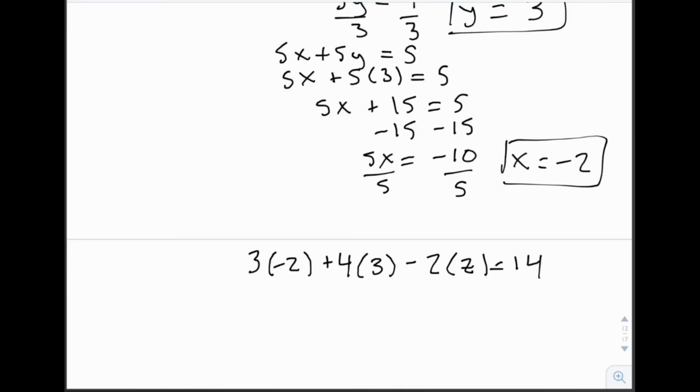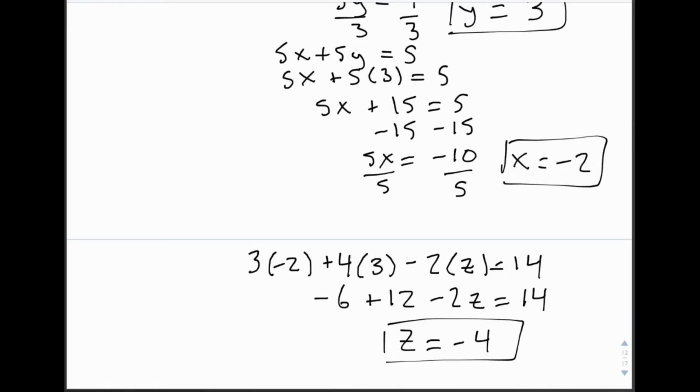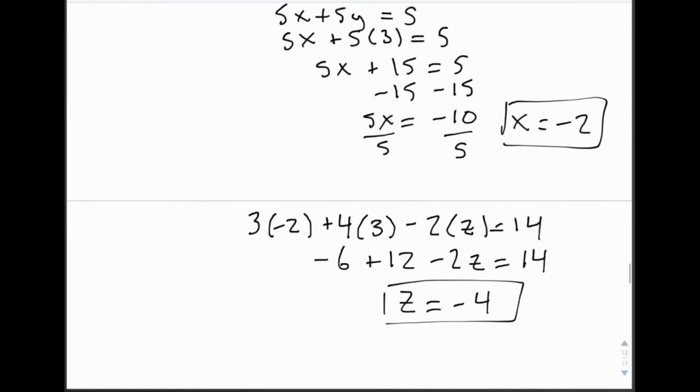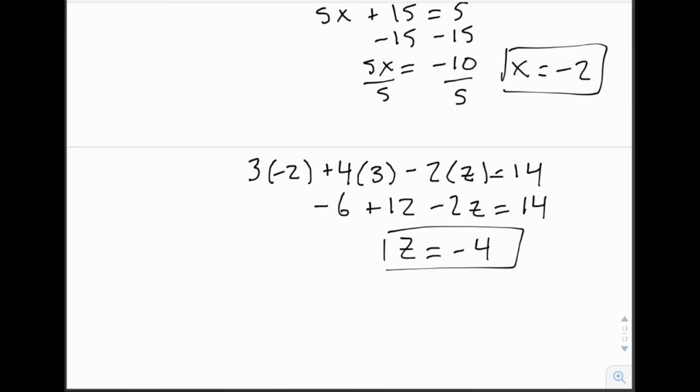Doing some simplification, we are left with negative 6 plus 12 minus 2z, and that's equal to a positive 14. Cleaning this up a little bit more, z should be equal to negative 4. So we now have z is equal to negative 4, x is equal to negative 2, and y is equal to a positive 3. So we can write our ordered triple here. Usually this will be in the order of x, y, and z. So we can do x, then our y, and then finally our z value.